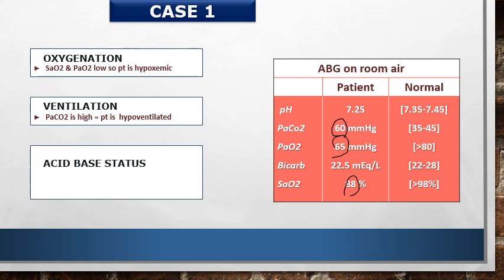Here the pH is 7.25, so it's lower than normal, so this is acidosis. We will see the bicarbonate level. The bicarbonate level is low and the CO2 level is high. The change in the pH here decreased, and the CO2 increased. So it is respiratory acidosis.